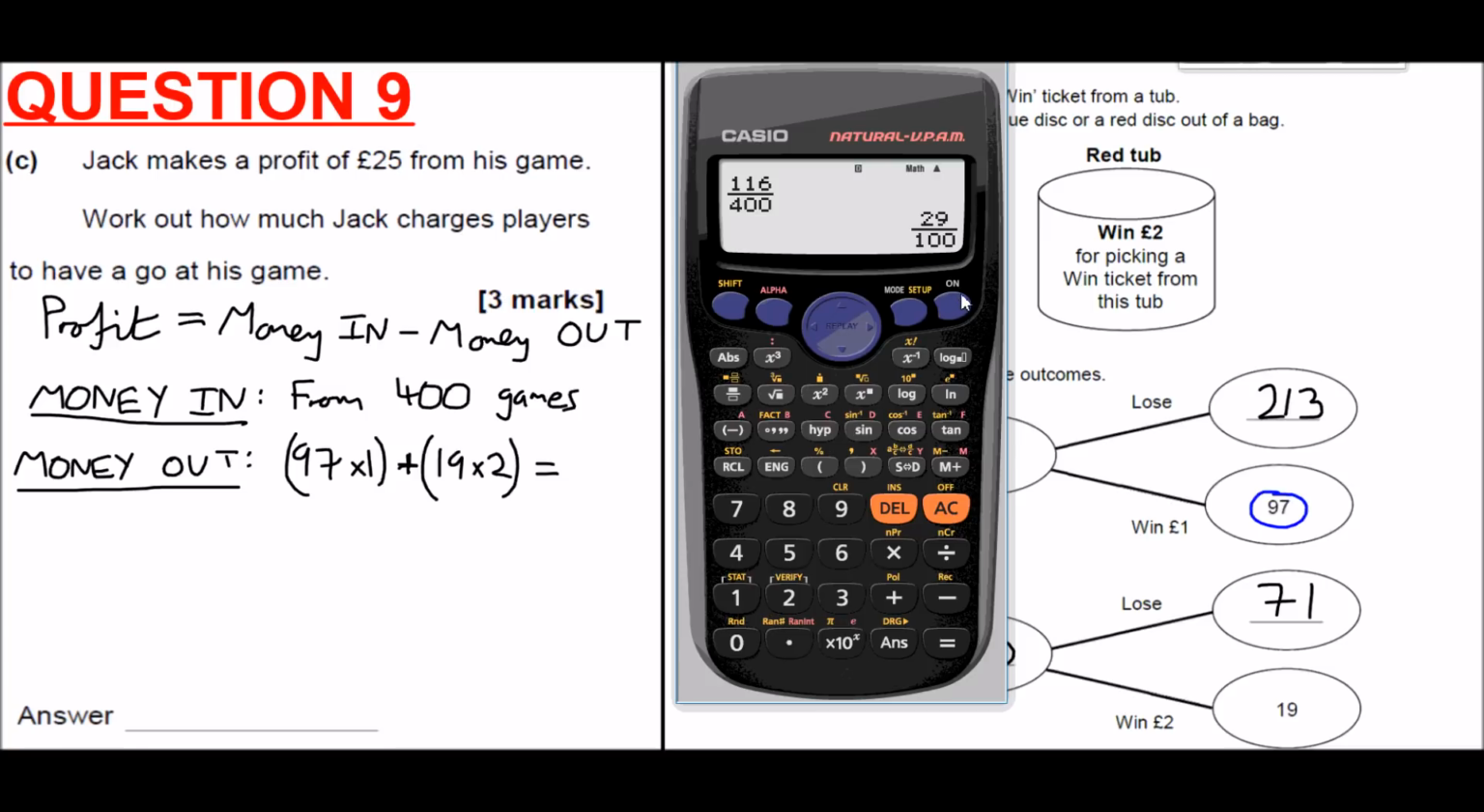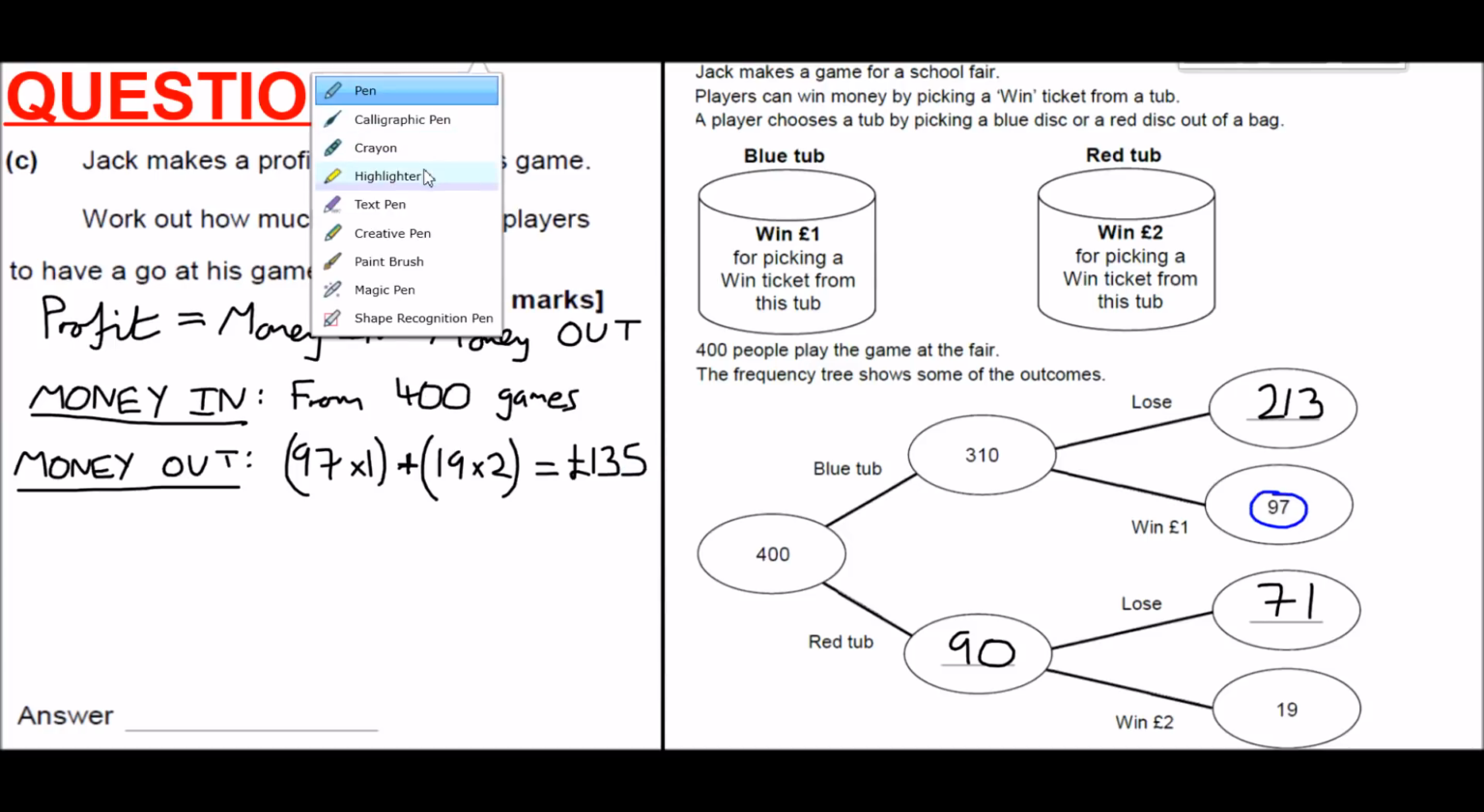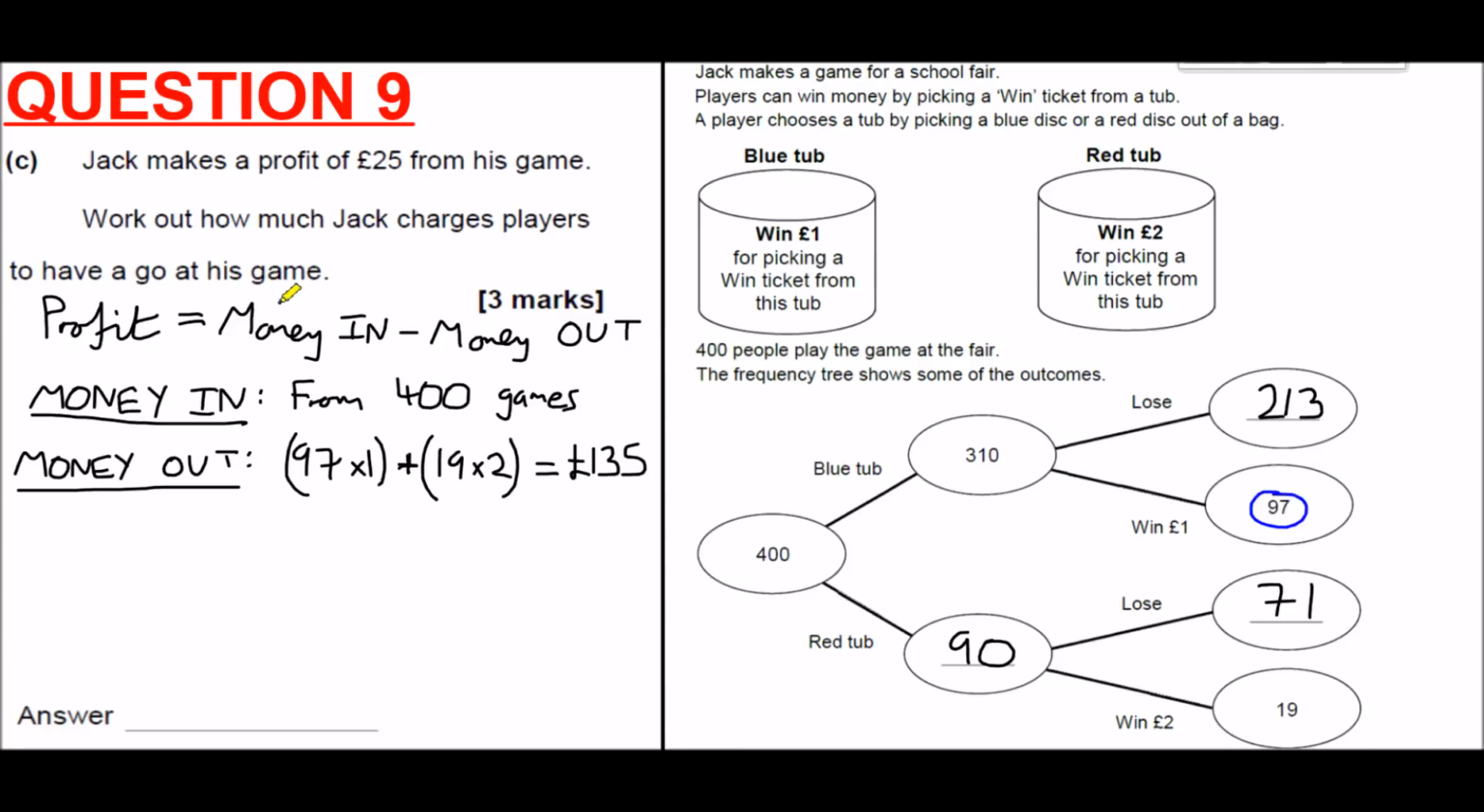So the total amount of money Jack's paying out to people that have won his game is 97 multiplied by 1, which is just 97 if you'd like, plus 19 multiplied by 2. You don't need the brackets, but if you want to be comfortable, you can include them. That's £135. And so using this equation for profit, profit is money in, take away money going out. So we've just worked out now how much money Jack pays out. He pays £135 out in terms of prizes.